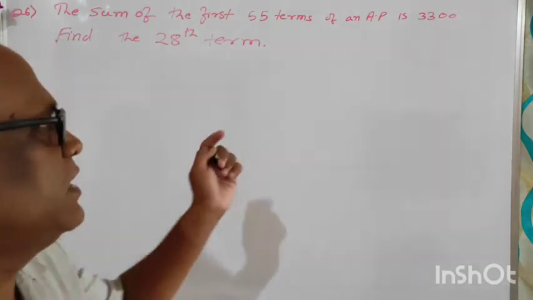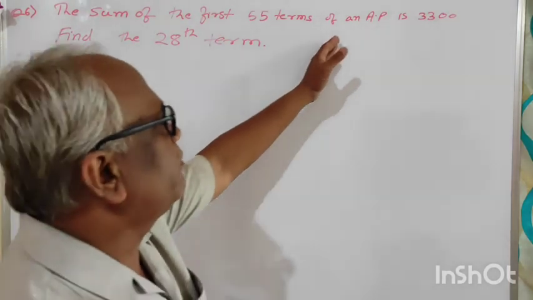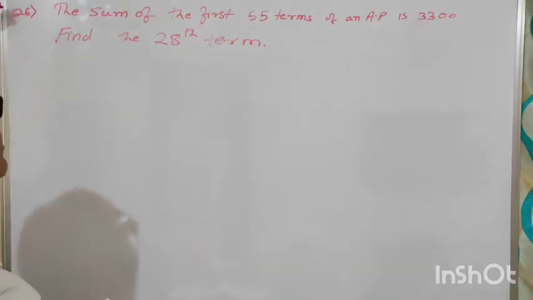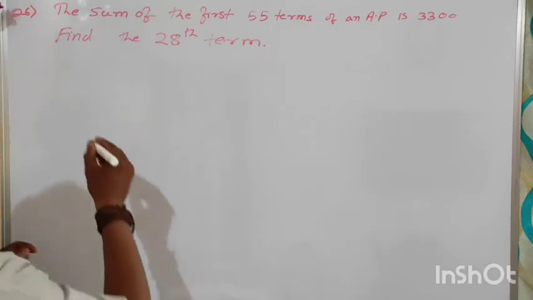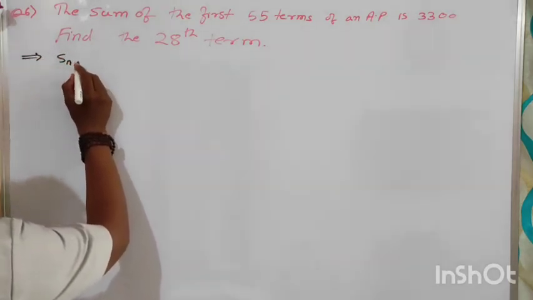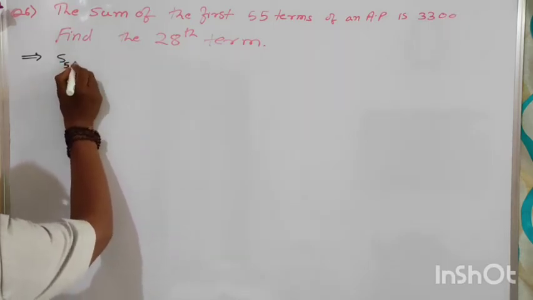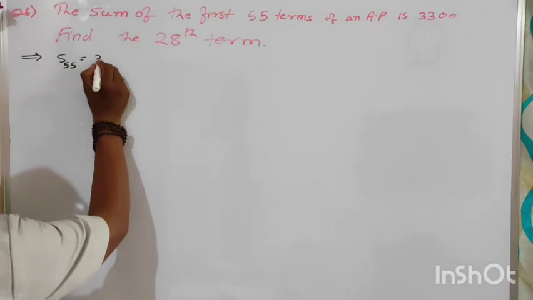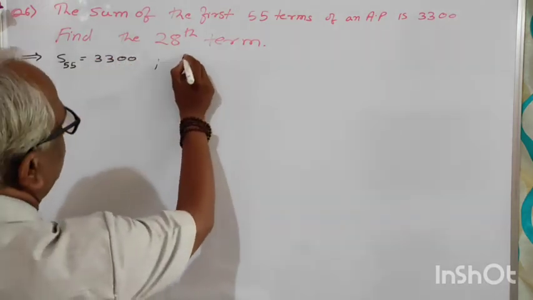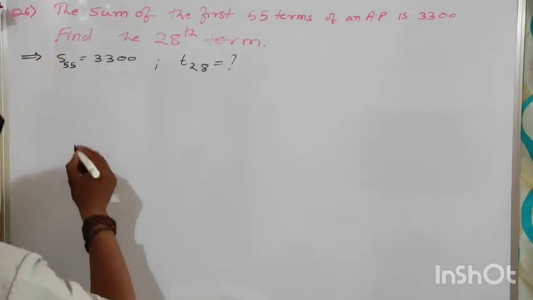So now here example number 3. The sum of the first 55 terms of an arithmetic progression is 3300. Find the 28th term. Now here S55 is equal to 3300, it is given. And we have to find T28, that is equal to question mark.